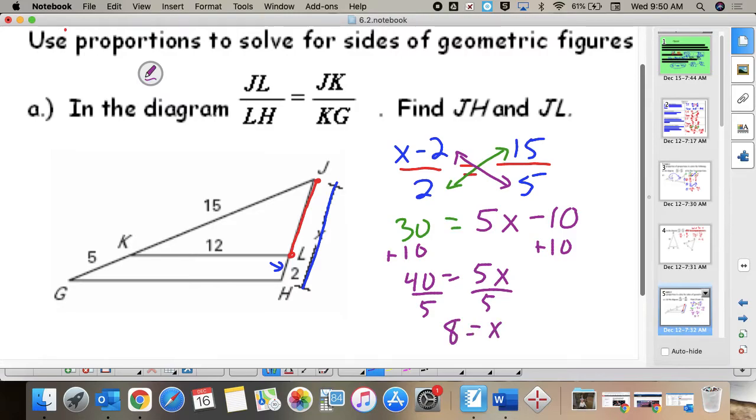Now, they want to know how big JH is. JH was X. So JH is 8. JL is this piece here. That piece does not include that 2. So JL is 6.